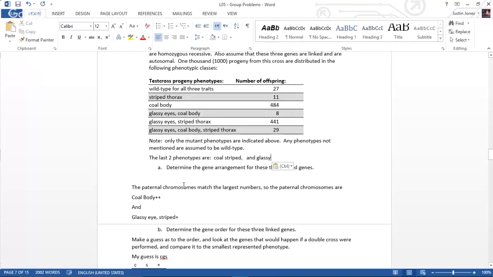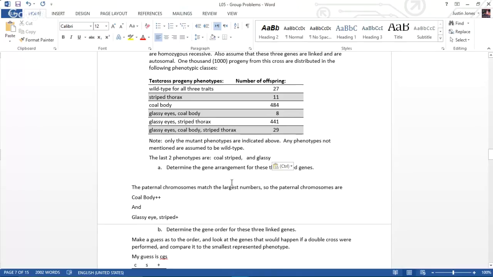So we come down here. Parental chromosomes are going to be the 2 most populous ones. So coal body, plus plus. I put the pluses. It's not with the coal body. I just know they're wild type. I don't know the order because there is no order given up here. And then glass eye, striped. That was the other big one.